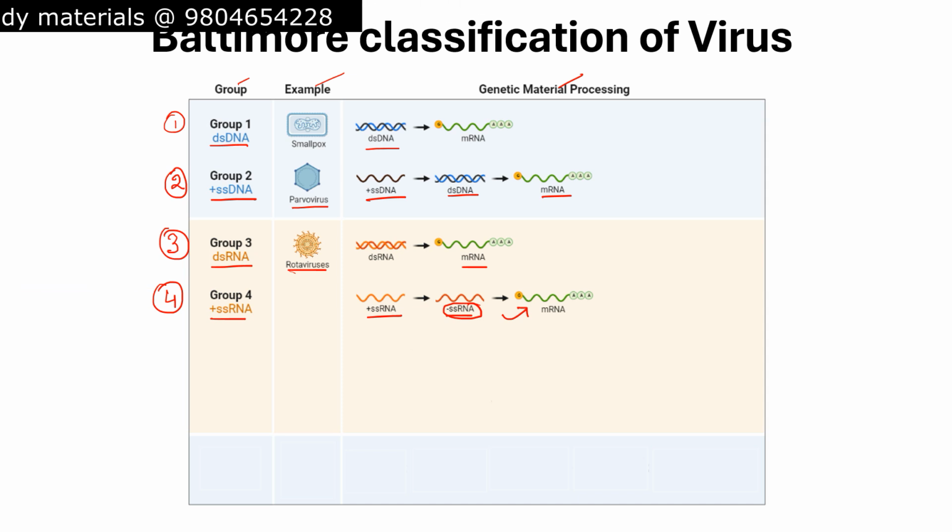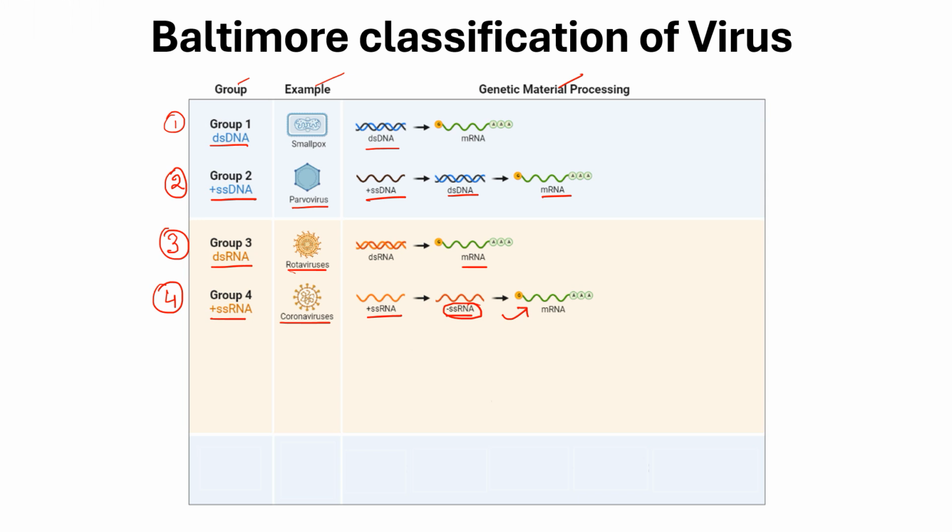The example of group 4 single-stranded RNA is coronavirus. The SARS-CoV-2 that we dealt with is an example of this coronavirus, and recently we have the human metapneumovirus outbreak, that is also a single-stranded RNA virus. Okay, so that is group 4 as per Baltimore classification.